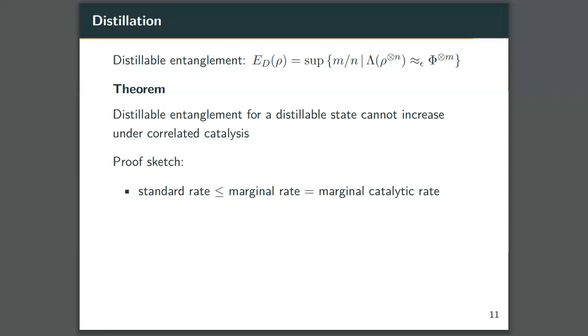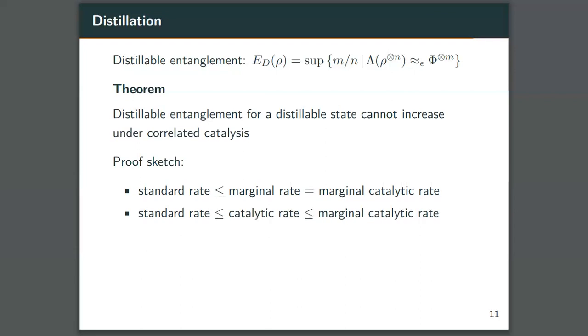So three steps. In step one, you notice that the standard rate of distillable entanglement is less than the marginal rate, because marginal asymptotics is broader, it has fewer restrictions than standard asymptotics. And it turns out that in the marginal asymptotic setting, the marginal rate and the marginal catalytic rate are actually the same. That is the first step. In the second step, you do the same chain, but going through the catalytic rate instead of the marginal rate. The standard rate is less than the catalytic rate, of course, which is less than the marginal catalytic rate, because again, standard asymptotics is more restricted than marginal asymptotics. And in the last bit, we show that this marginal rate is actually equal to the standard rate. So all the rates here are actually equal. Well, okay, we showed this if the target state is a pure bipartite state.